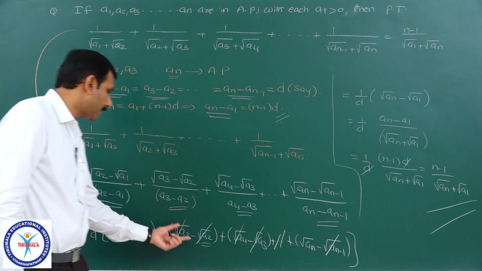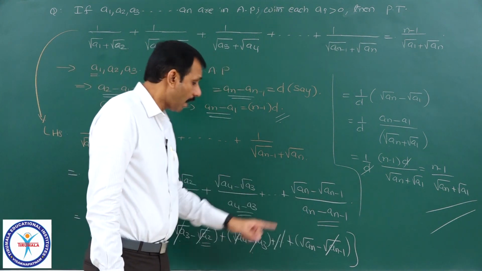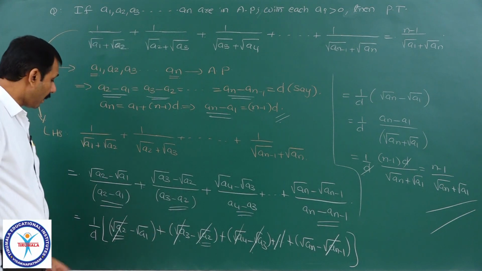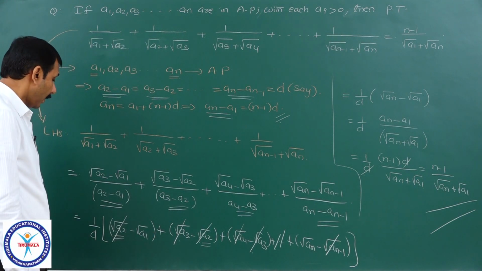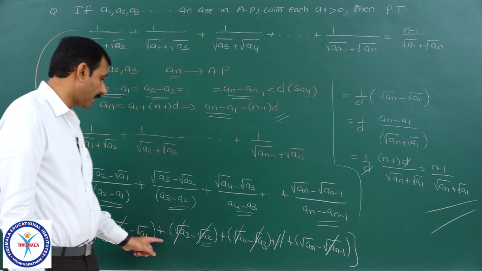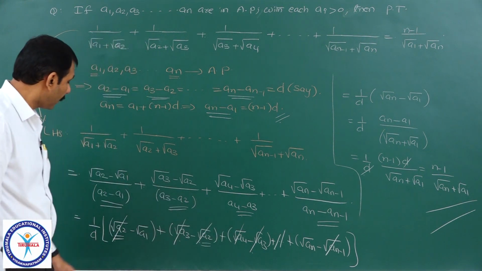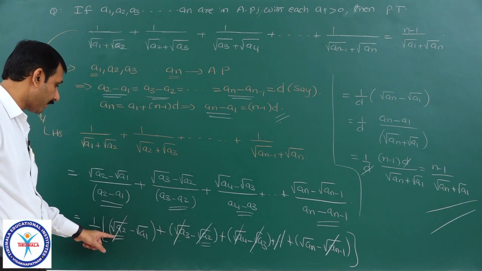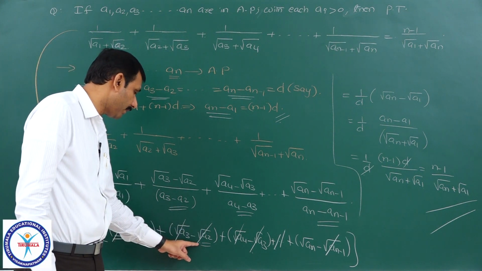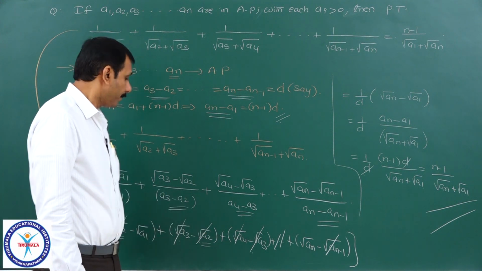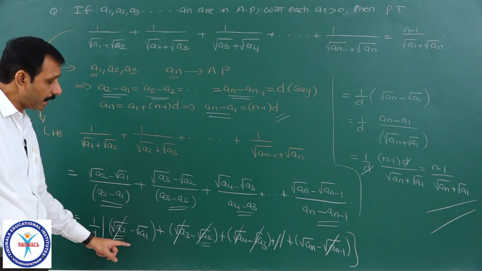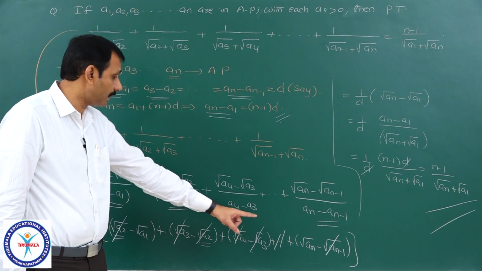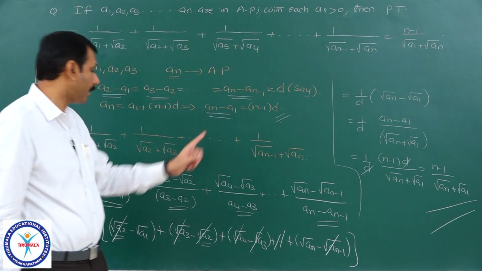This is the first term plus the second term, the third term and so on. Observe that this type of addition is a telescopic addition. The first term of the first bracket and the second term of the second bracket will get cancelled and so on. One term in the first bracket and one term in the last bracket will be left over, that is nothing but (root an minus root a1) by d.